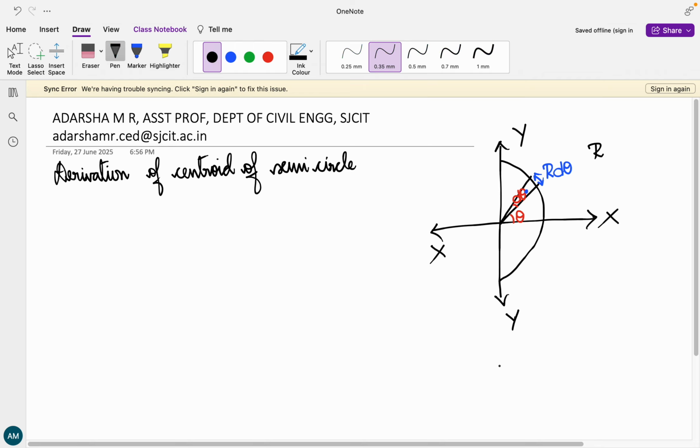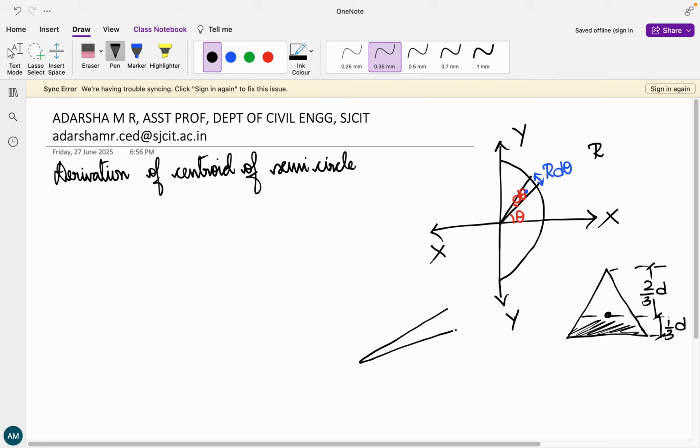How? In the previous class we talked about a triangle, and we said that the centroid is going to be present towards the area where it is going to be more. So here we wrote that this is 1 by 3 of d, and this is 2 by 3 of d. Now this small elemental strip resembles a triangle. This is r, this is r. So the distance from this point to where the area is concentrated is going to be 1 by 3 of r, and this is going to be 2 by 3 of r.